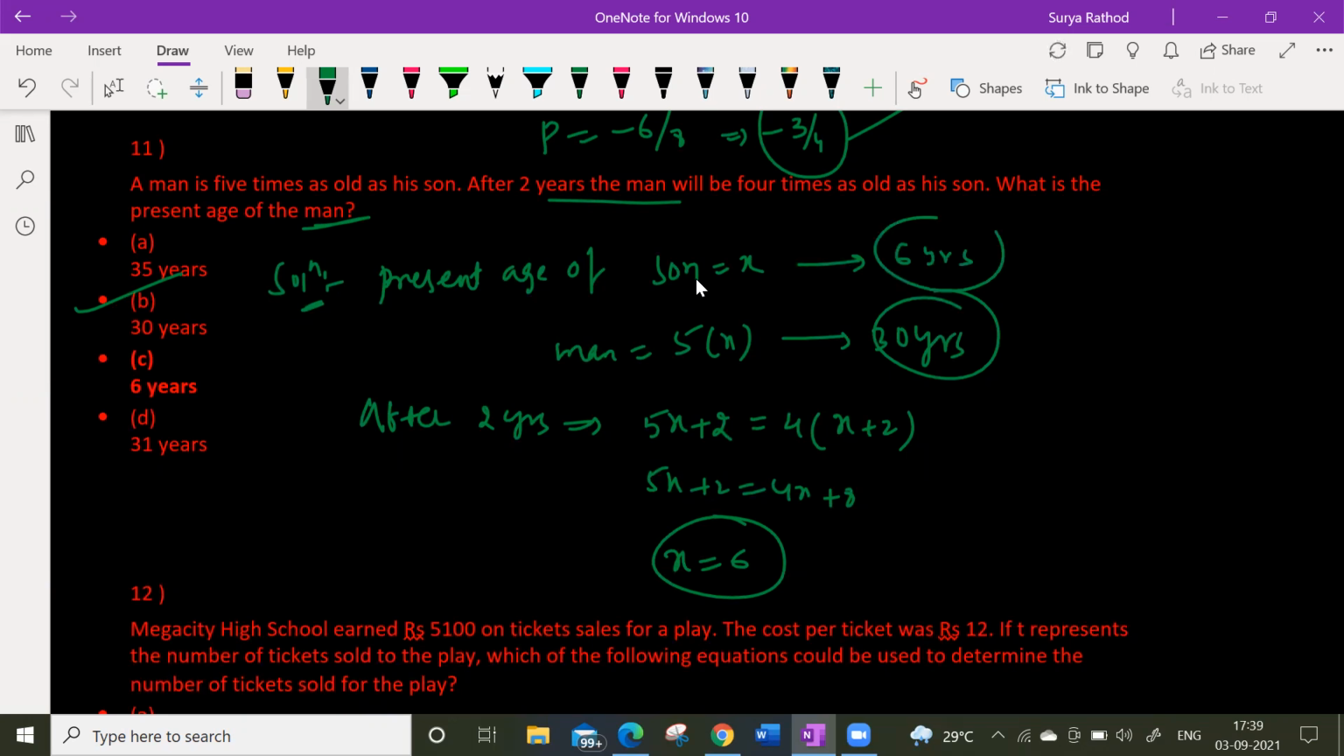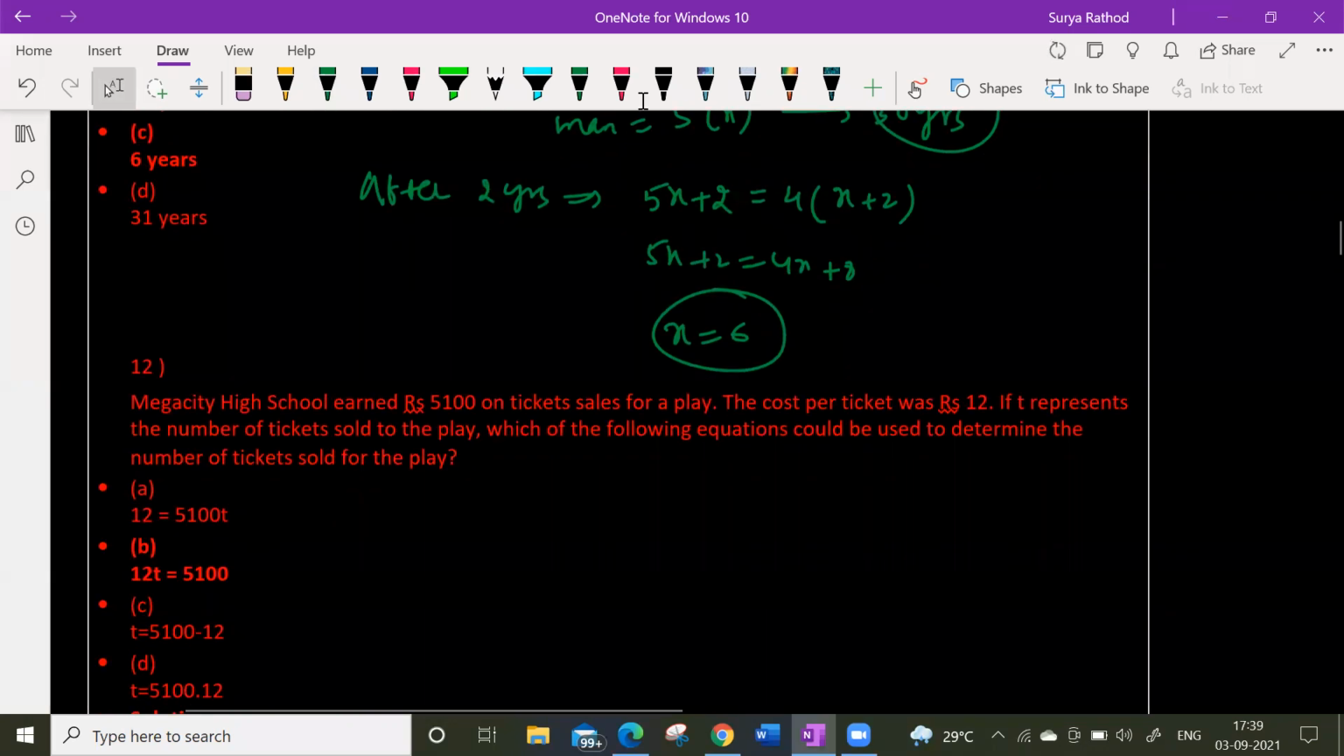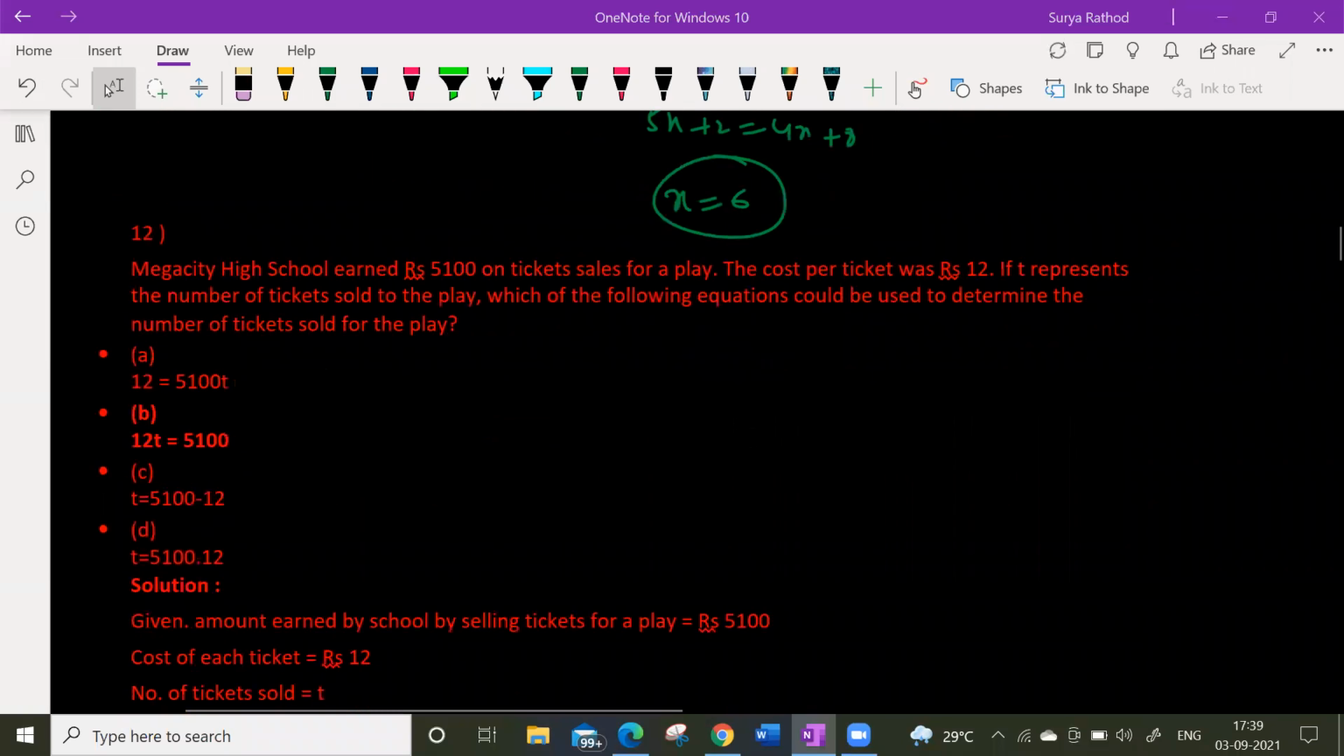Six years. Percentages. Clear? I hope it is clear with everyone. Any doubts? I need a response from each and every student. Everyone.